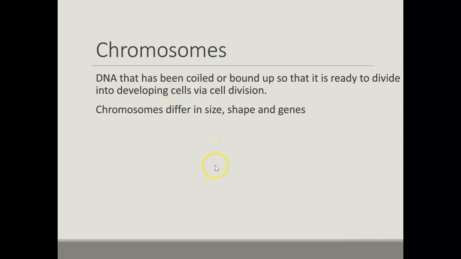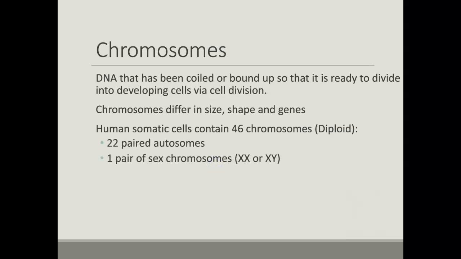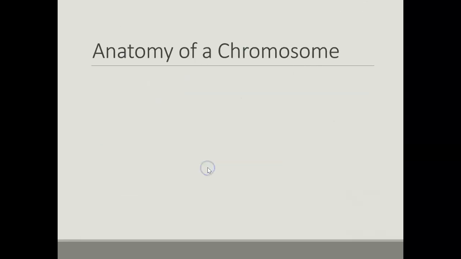The interesting thing is that not all chromosomes are the same. They come in different sizes, different shapes, and they also have a different number of genes on them. If you remember, human somatic cells, all of our non-sex cells, contain 46 chromosomes. Remember, that's a diploid number. You got half from your mom, half from your dad. 22 pairs of those are referred to as autosomes. And then we also have one pair of what are called the sex chromosomes, which denote XX for female sex and XY for male sex.